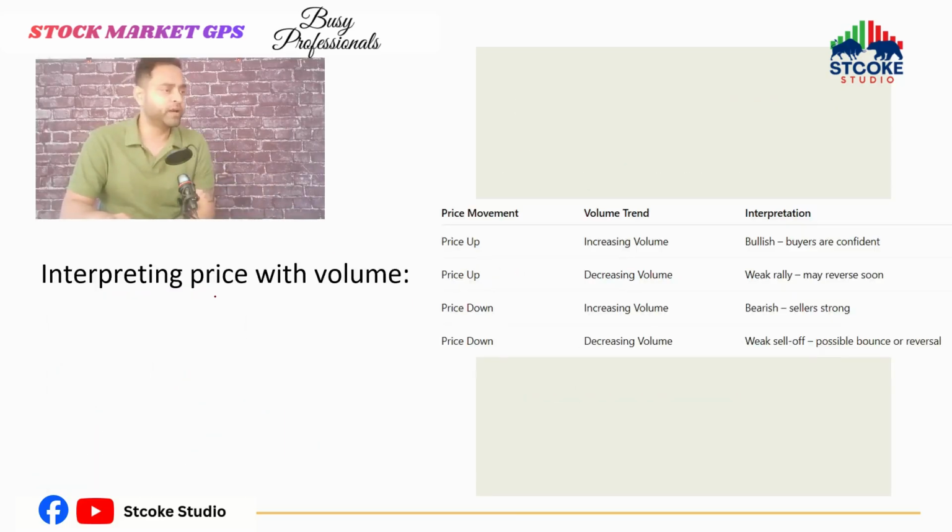Okay, very quickly, a few thumb rules we will look at. Something we already discussed: if price is going up with increasing volume, that means it's a bullish indication and buyers are confident.